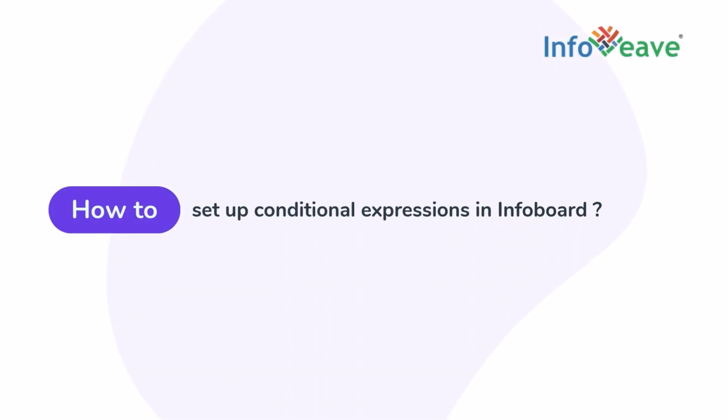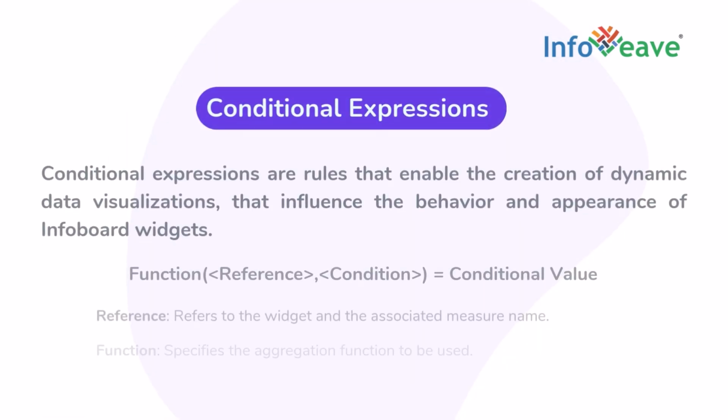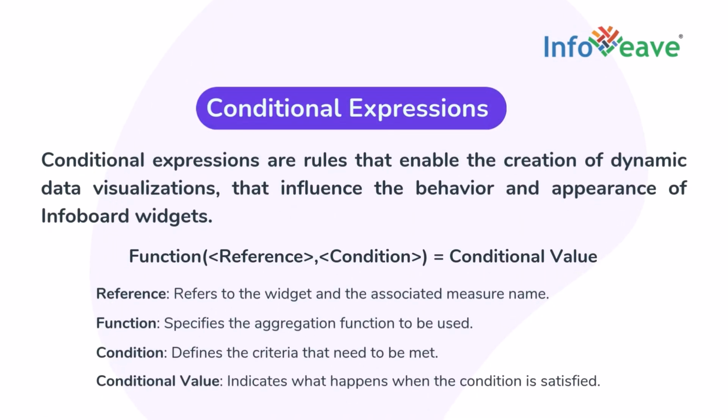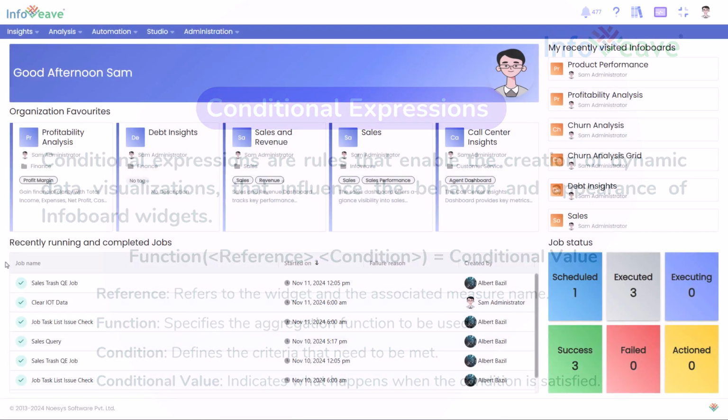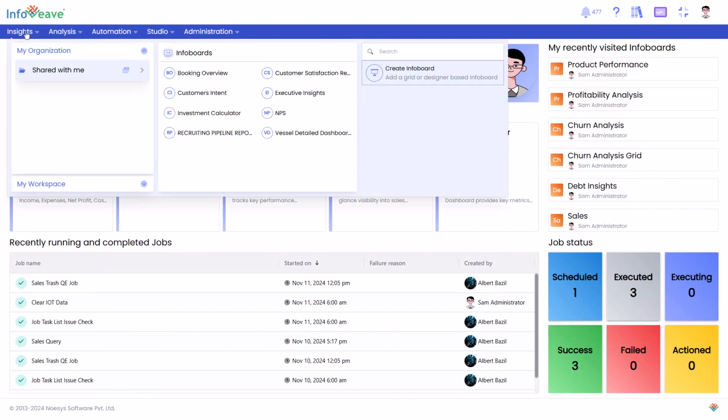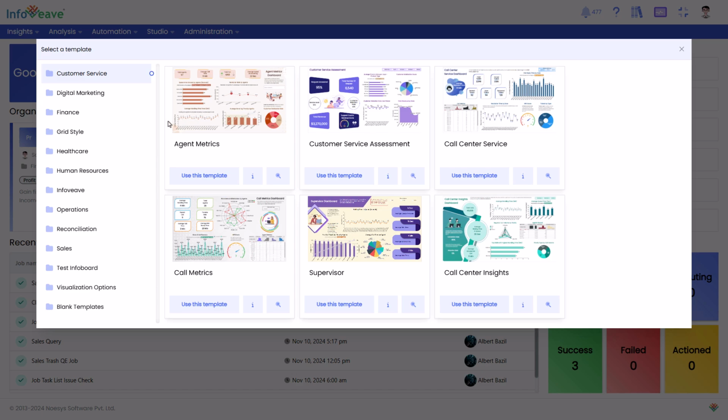Here is a quick video on how to set up conditional expression in Infoboard. Conditional expressions are rules that enable the creation of dynamic data visualizations that influence the behavior and appearance of Infoboard widgets. To set up conditional expression, go to Insights menu and click Create Infoboard.